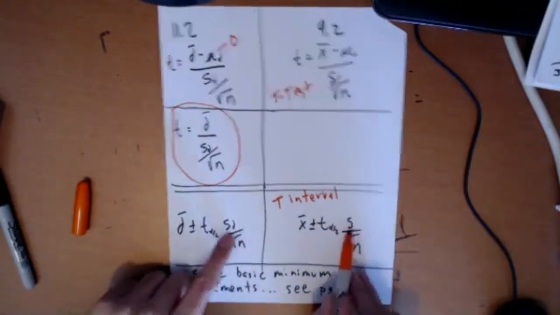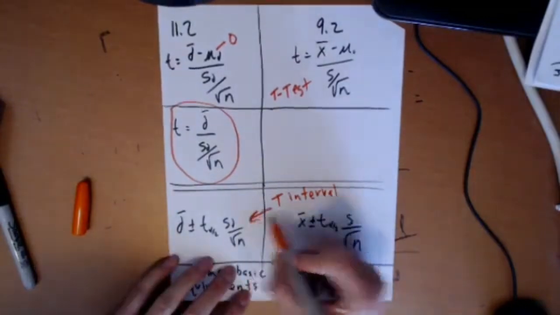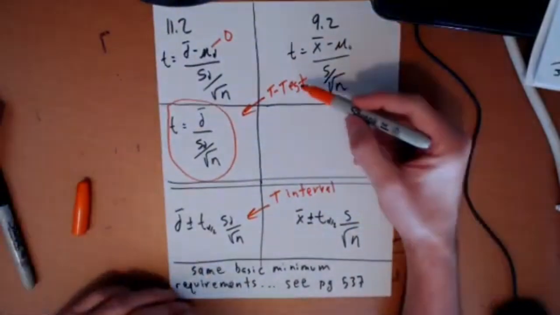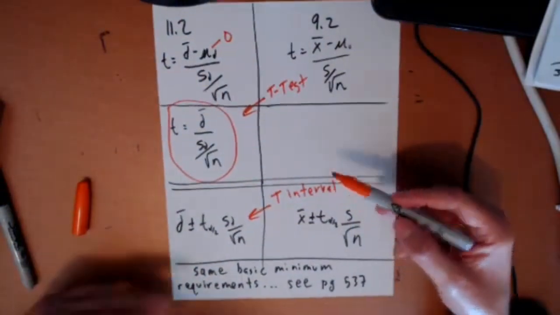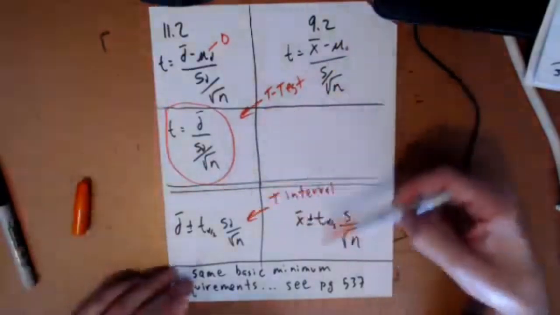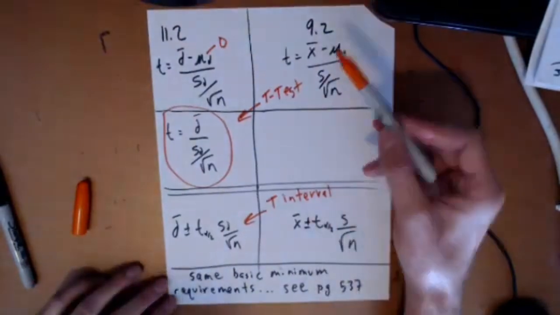So again, everything looks basically the same. Instead of s, it's s sub d. Instead of x bar, it's just d bar. So we're just using a t-interval again. We're just using a t-test again. Don't we know how to do that? Yeah. In 11.2, every section, there's new minimum requirements in order to use these. Well, they're the same formula, so it's basically the same basic minimum requirements we had for 9.2.